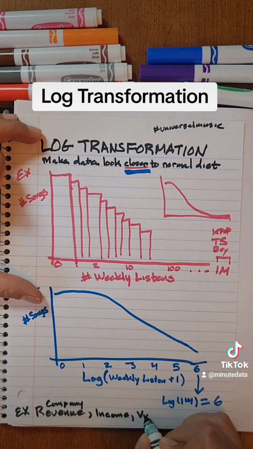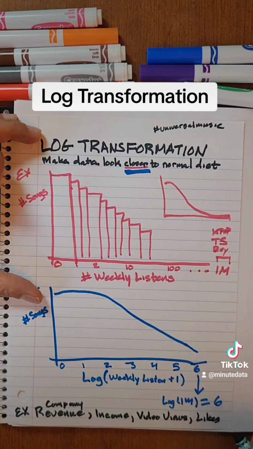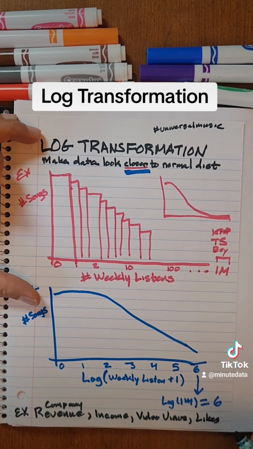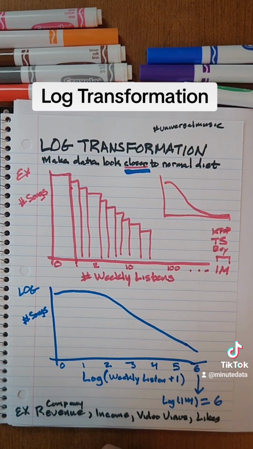You could look at number of video views. You could look at likes, for example. Again, Beyonce might post something, get 1 million likes. I might post something, get, I don't know, 2 likes. And most people are like me, just get a few likes on their content. And that's log transformation.